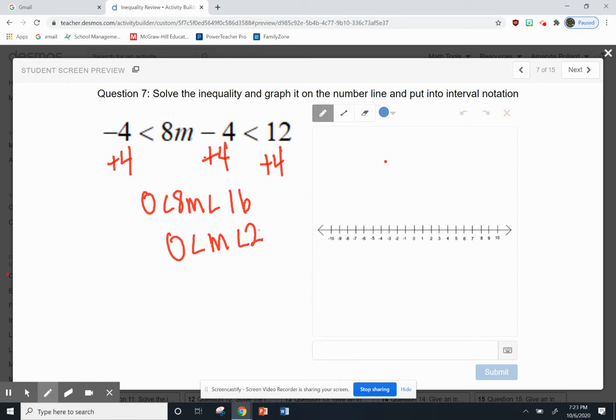So this is going to be an and situation. So m is greater than 0, sorry. And less than 2. So it's very small on this graph. And then my interval notation is going to be 0, 2. Because it combines.